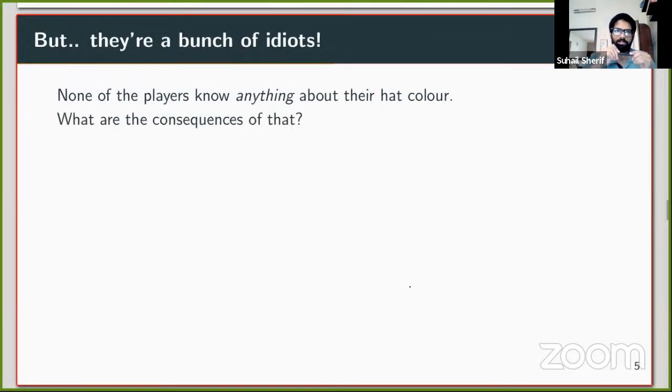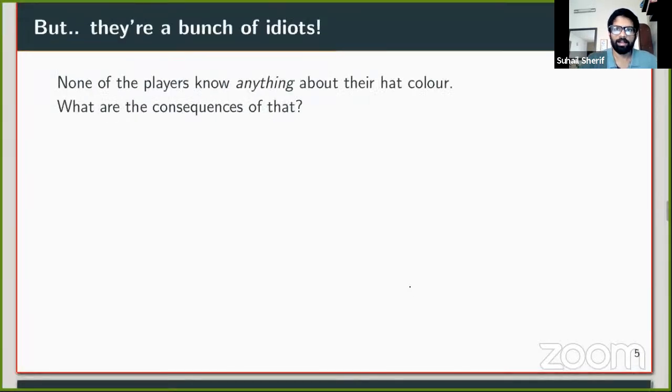So this is exactly what we have come to. None of them know anything about their hat color. What are the consequences of them not knowing anything about their hat color? I'm going to put up a poll. You can take your time with this poll.